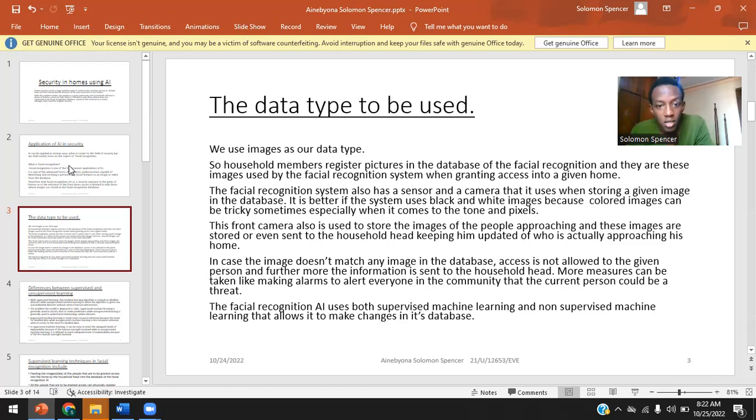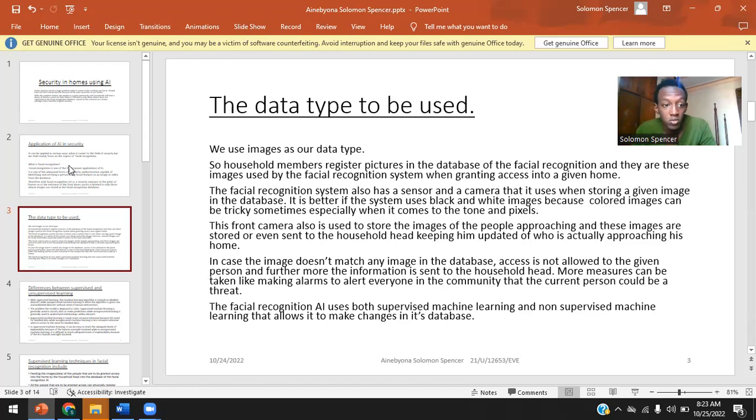The front camera and the sensor also help when storing images. As a person is approaching the facial recognition AI, the sensor and the camera work together to take a picture, and this picture is stored in the database either under the category of those people who are not allowed access, or those who are allowed access.